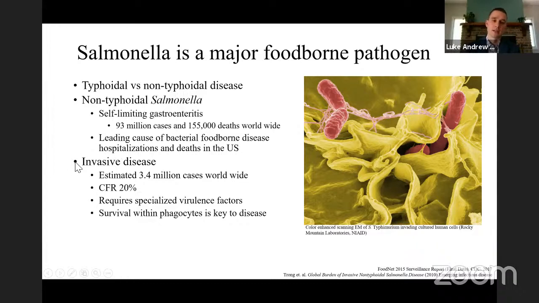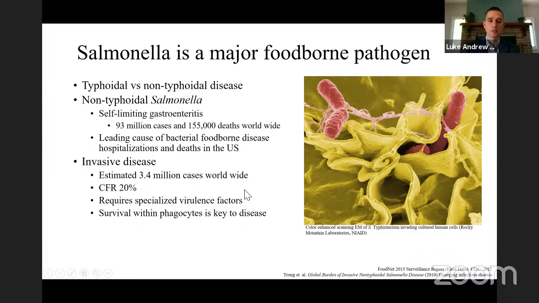Now, in certain cases, in people that have, for some reason, a compromised immune system, non-typhoidal Salmonella can actually cause invasive systemic disease. And it's estimated that there's 3.4 million cases of invasive disease annually. And the case fatality rate for this can be as high as 20%. So it can be very serious for those that get invasive disease.